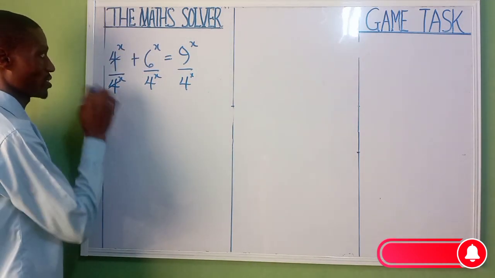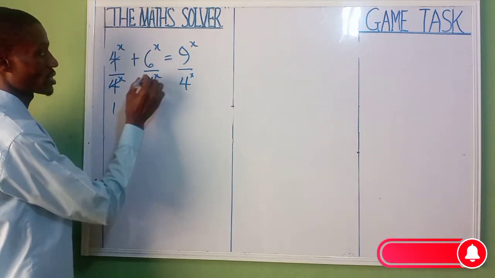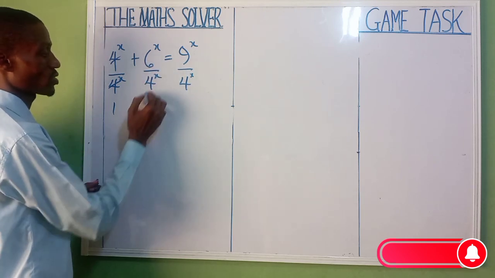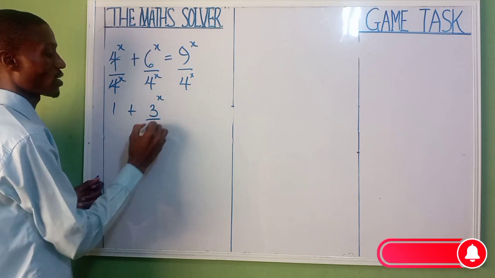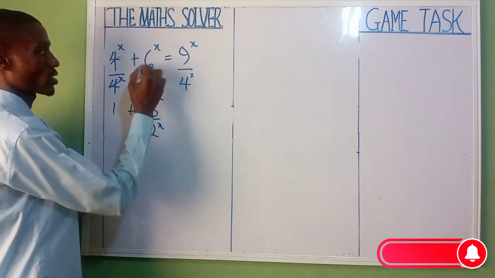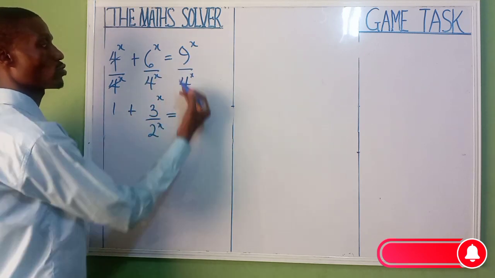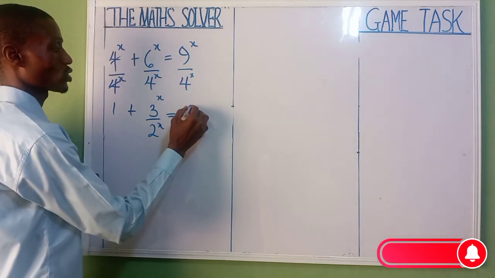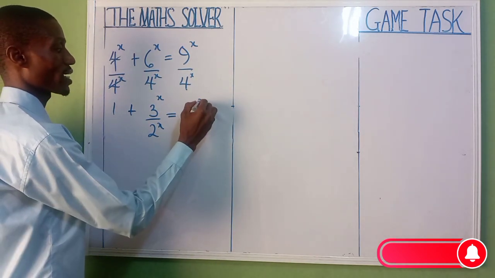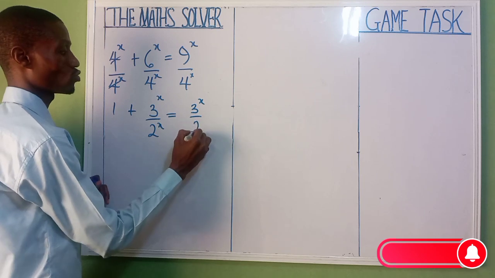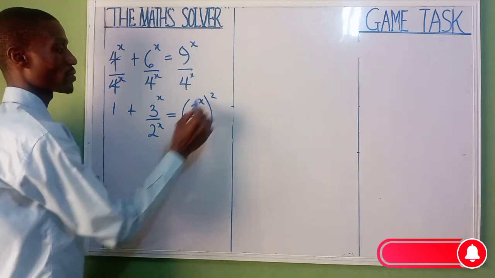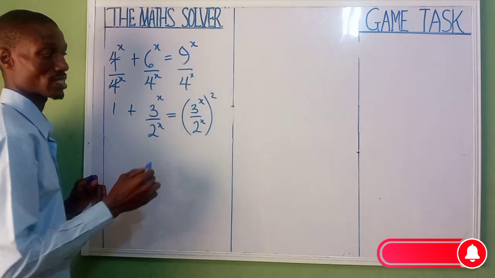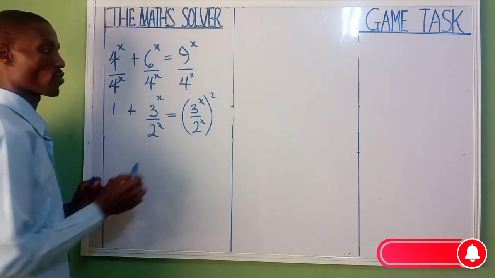It's going to remain 1 plus, as you can see, 2 can cut it. That's now going to be 2 raised power of x over 2 raised power of x, because 2 can cut this, equal to, 2 cannot cut, 3 cannot cut here. So just say 3 raised power of x over 2 raised power of x all squared, because 3 squared is 9, as you can see. Then 2 squared is 4.